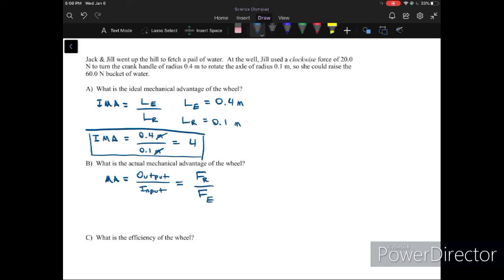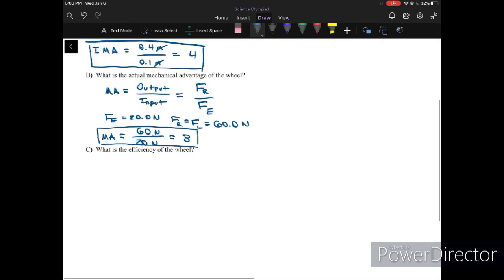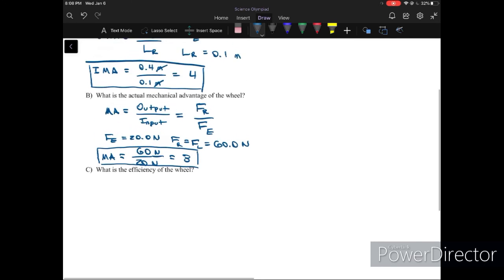And we know that Jill applied a force of 20 newtons. And the resistance, or the load, was 60 newtons. We know the mechanical advantage then would be summed up as 3. Okay, so we're able to calculate our true mechanical advantage and our ideal mechanical advantage. Now, what is the efficiency of the wheel?